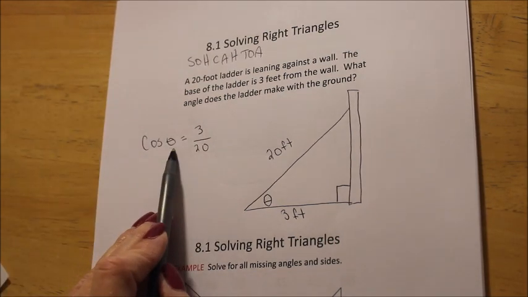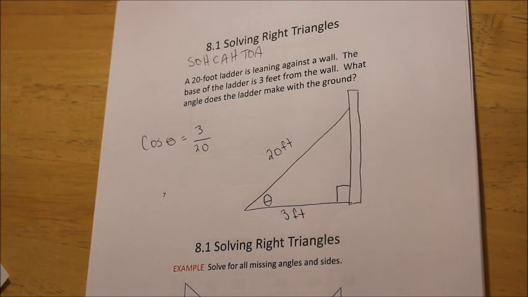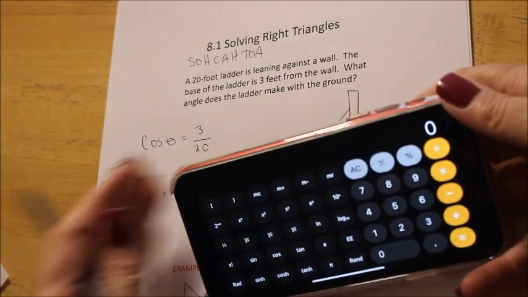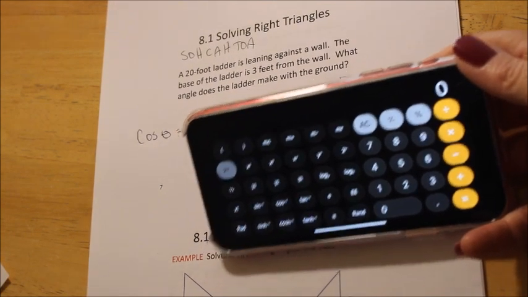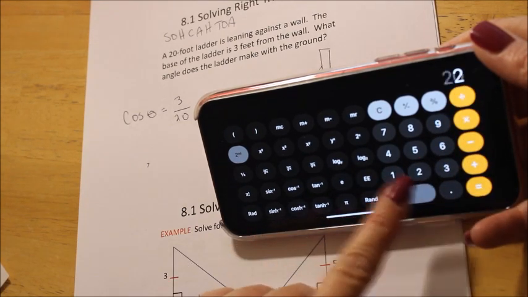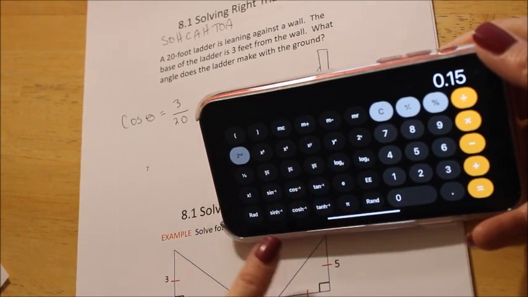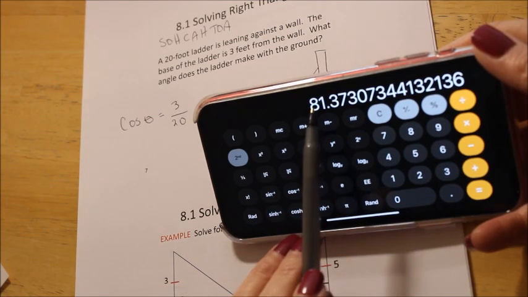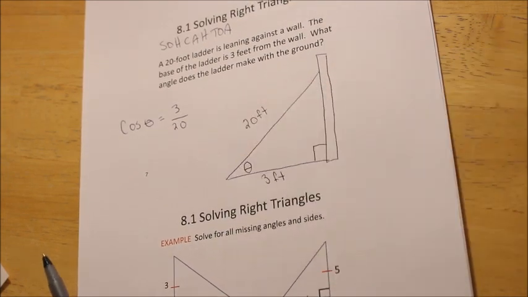Now I'm looking for an angle measure. What button will I hit on the calculator? Remember, the cosine inverse. So let me hit clear. I'm going to have to hit second, go down where I have those buttons there, and hit 3 divided by 20, close parenthesis, and now I'm going to hit the cosine inverse of that. So cosine inverse is right there, and I get about 81.37 degrees, so about 81 degrees.